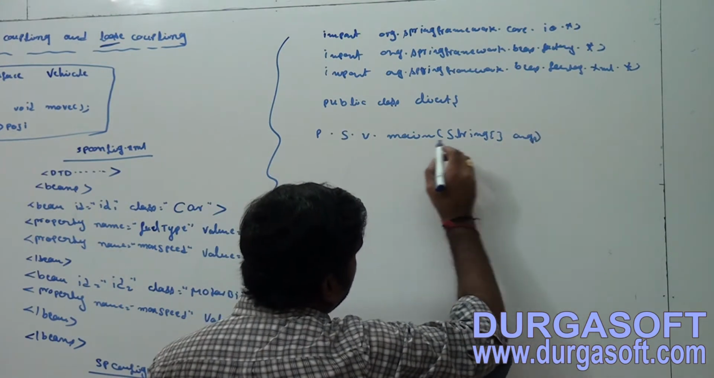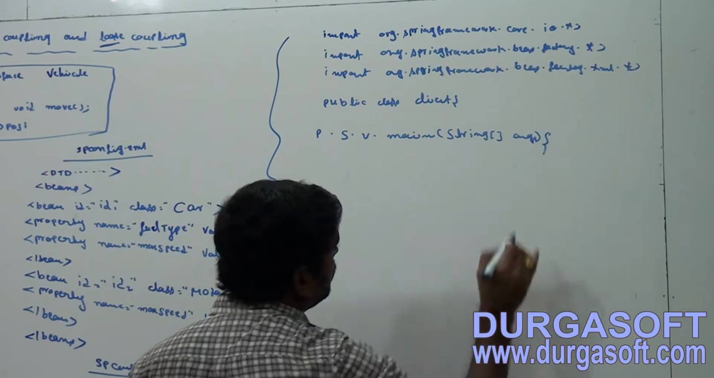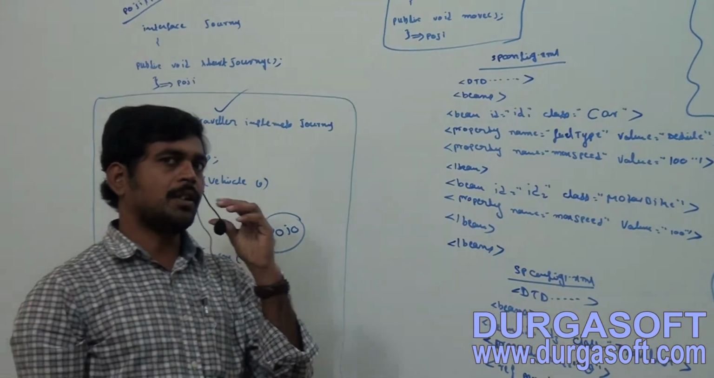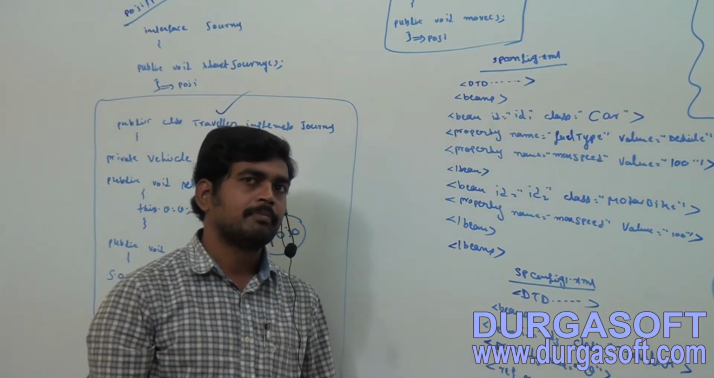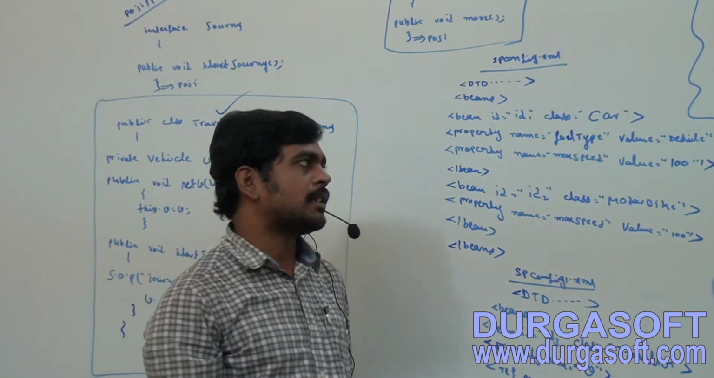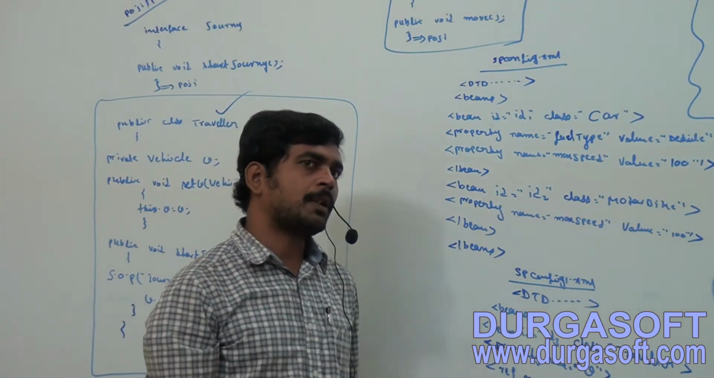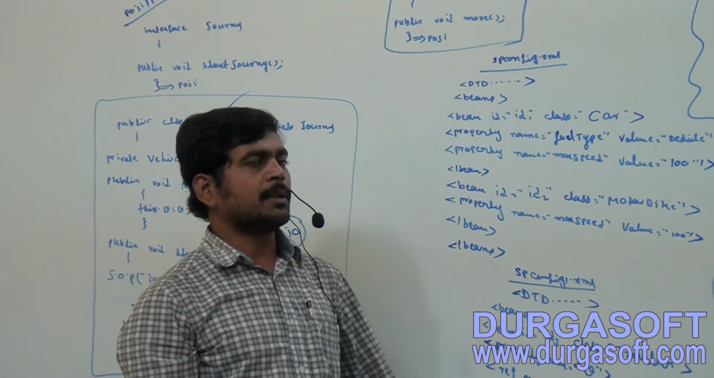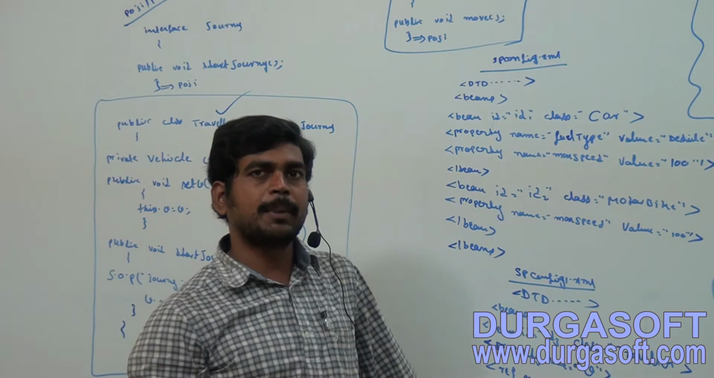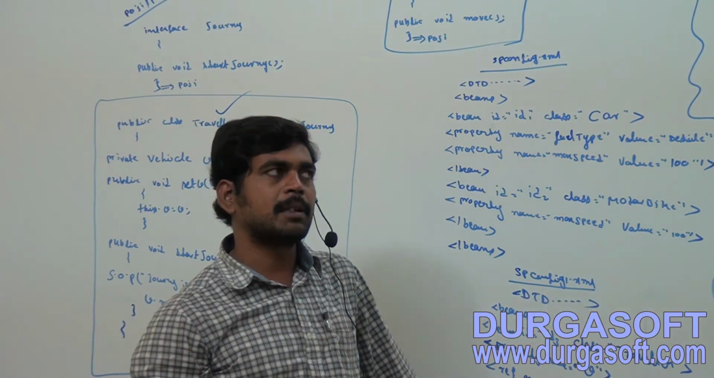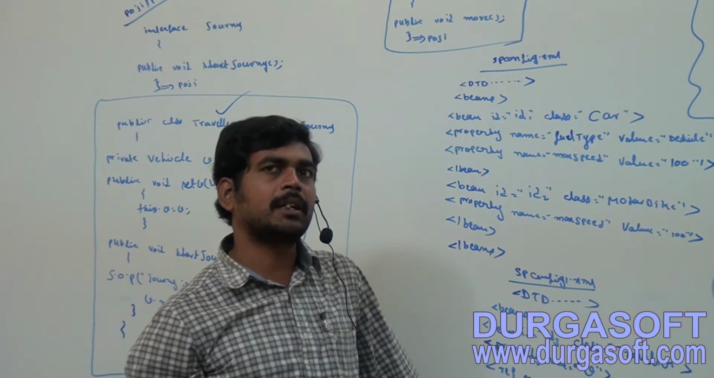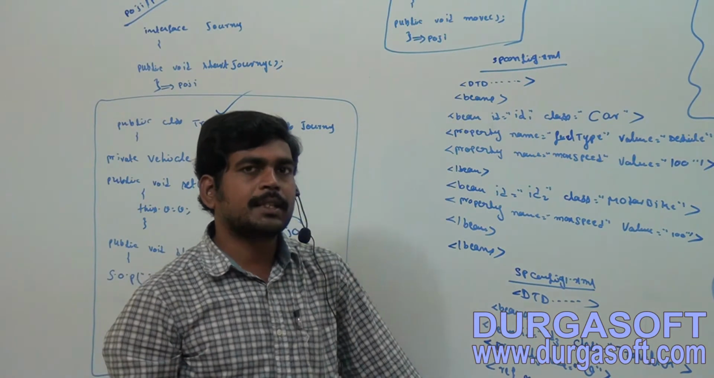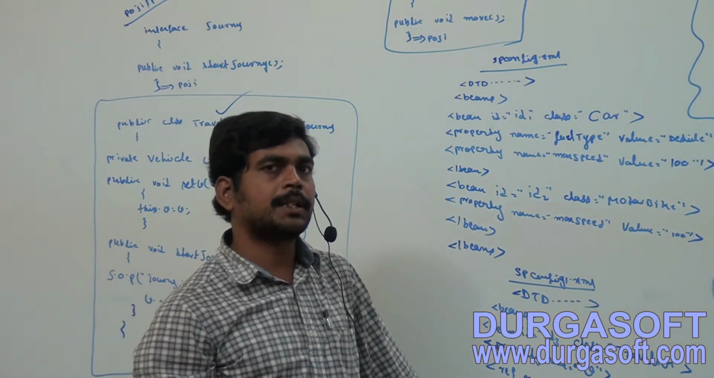Next, we have to load the configuration files. How to load the configuration files? I said already in the last session, the Spring framework provides one interface called Resource. Resource is an interface. That interface is implemented by two classes: number one, ClassPathResource; number two, FileSystemResource. We can use those classes and load that configuration file.